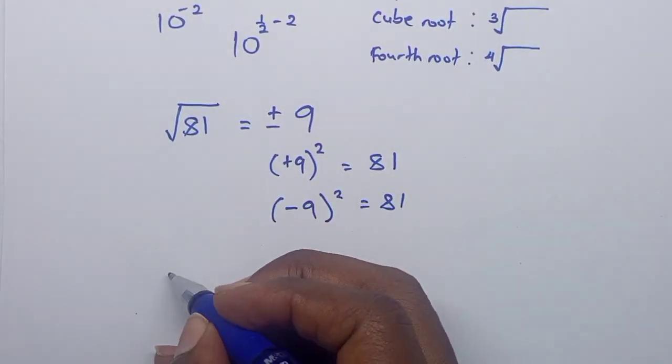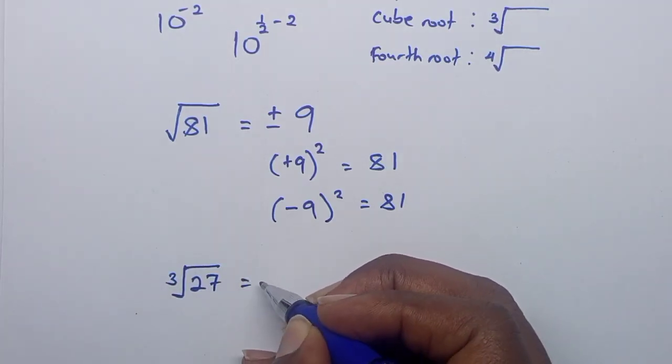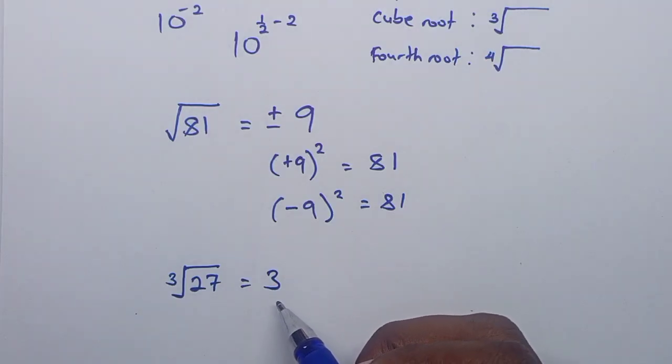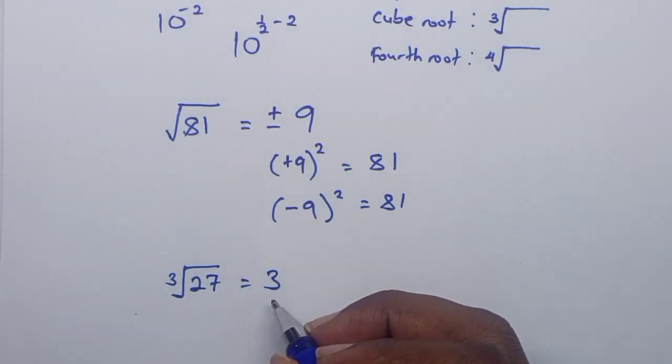Whereas if we had a cube root, say, of 27, this gives us 3. So 3 is the only valid answer. You cannot say positive or negative 3 because it gives totally different answers if you consider a negative. So this is only positive 3.